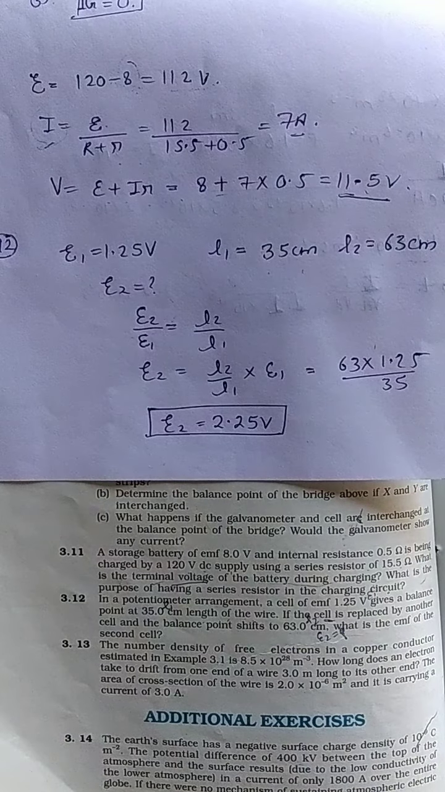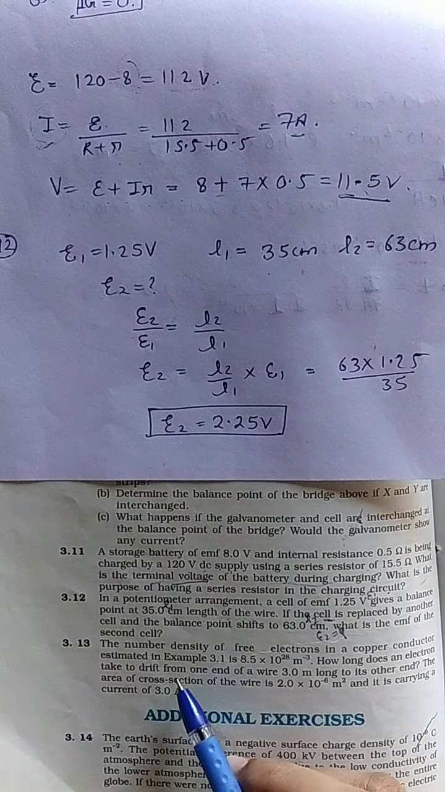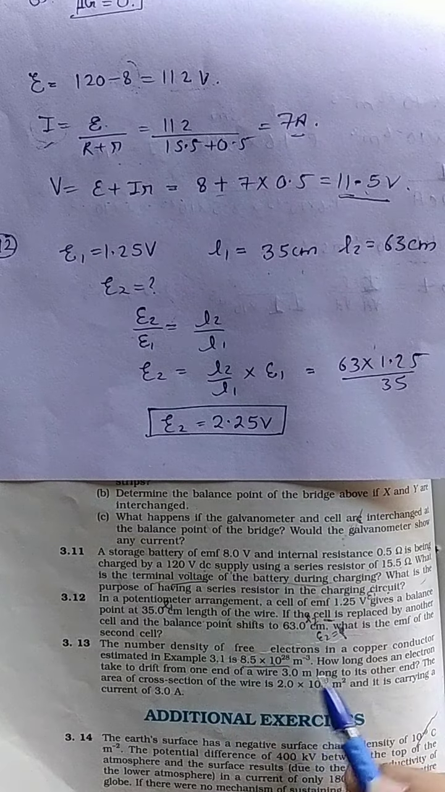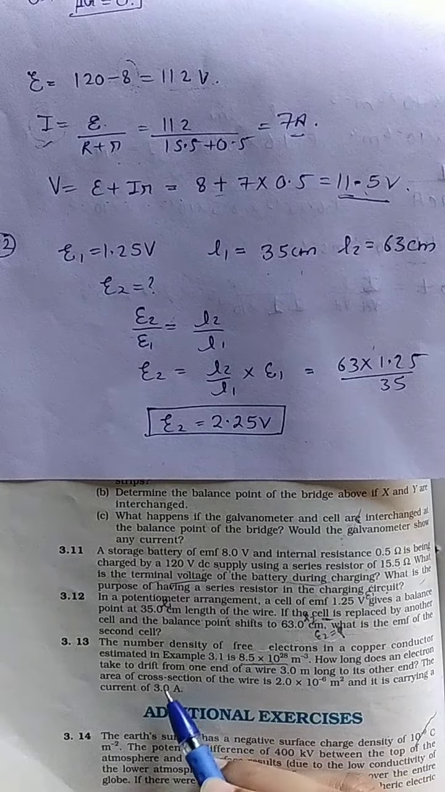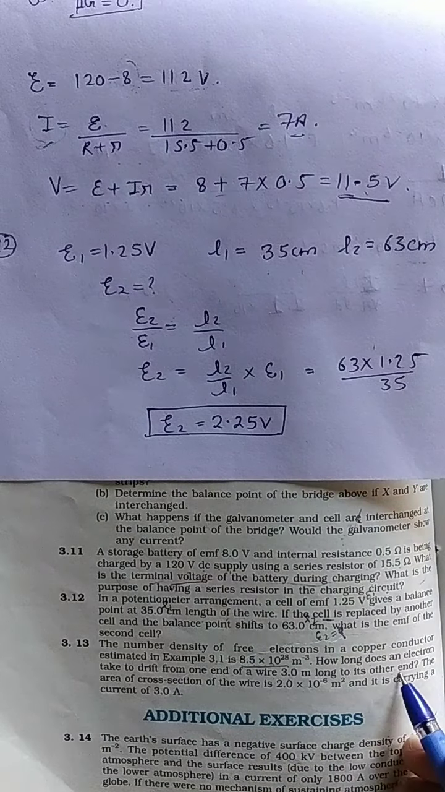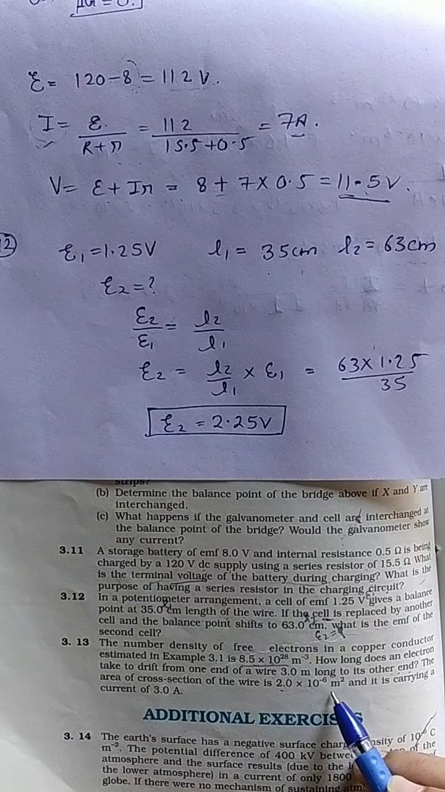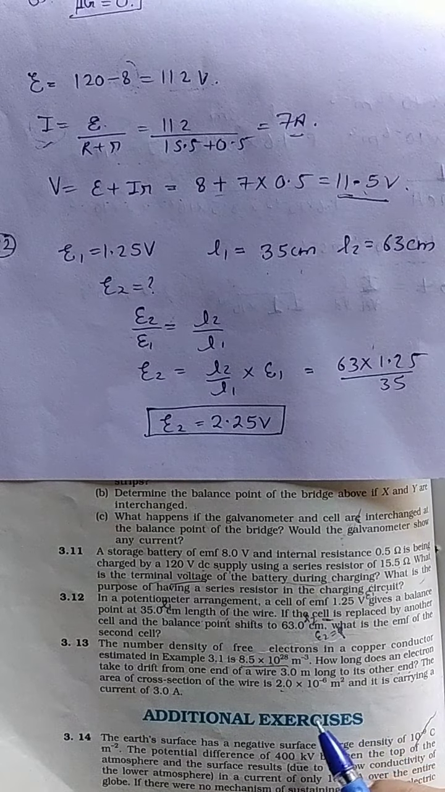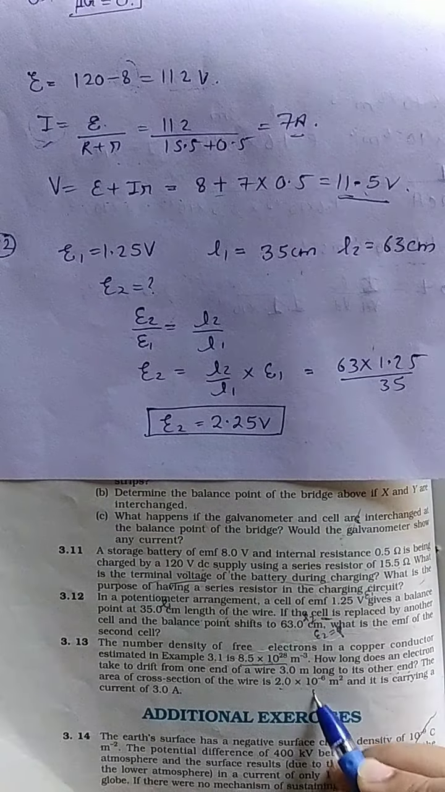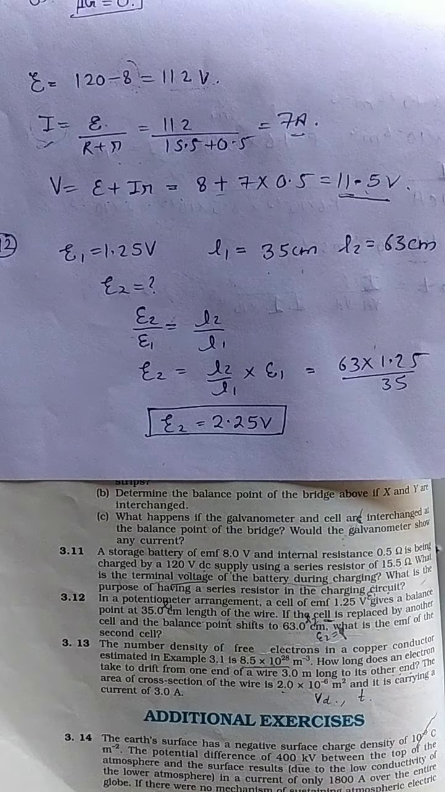Now the 13th question is, the number density of free electrons in a copper conductor estimated in example 3.1 is n. This is the value of n. How long does an electron take to drift from one end of a wire 3 meter long to its other end? The area of cross section of the wire is 2 into 10 power minus 6 meter square and it is carrying a current of 3 ampere. What we have to find? We have to find the value of Vd and then we have to calculate its time.